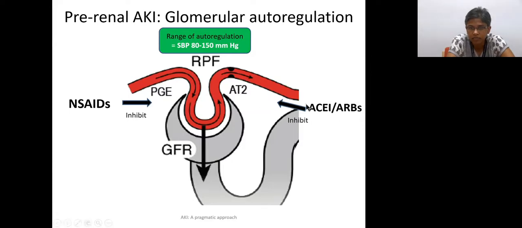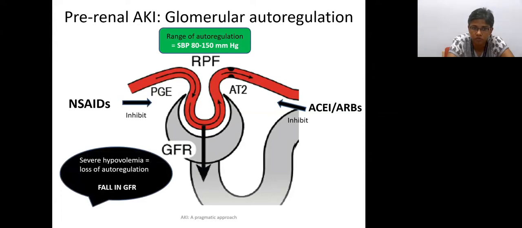Okay. ACE inhibitors and ARBs work at the opposite end. Okay. What angiotensin 2 does is angiotensin 2 tries to constrict here. By constricting here, it increases pressure behind it and allows the filtration to continue. But what ACE inhibitors do is they dilate this. When this gets dilated, pressure here drops. So urine output and GFR would drop. Okay, so this is how both NSAIDs and ACE inhibitors will actually predispose to acute kidney injury in someone who already has an insult.